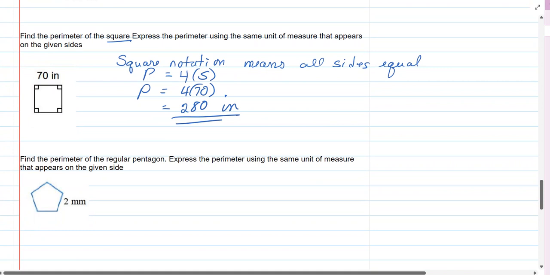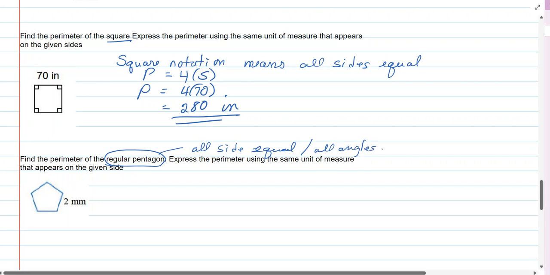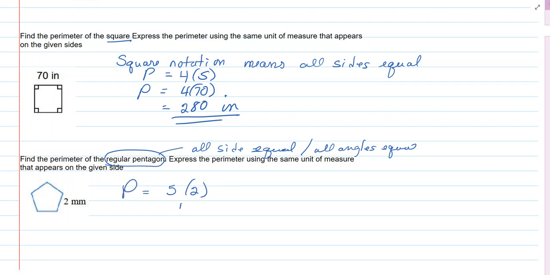Now this one uses the word regular pentagon. So that means all sides equal, as well as all angles equal. So we can say 5 times 2, 10 millimeters is the perimeter.